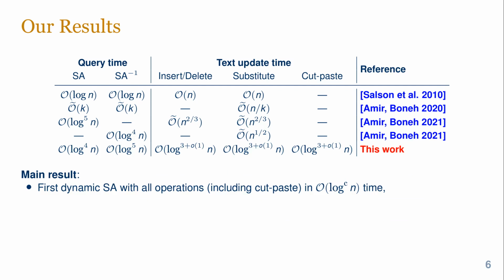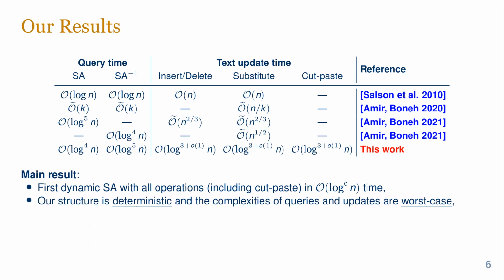The main result of our paper is the first solution to the dynamic suffix array problem that achieves polylogarithmic time complexity for both suffix array and inverse suffix array queries and all updates, including the insertion, deletion, substitution, as well as the more complex cut-paste operation that, as explained on earlier slides, is currently supported by state-of-the-art structures for other queries. Moreover, our structure is fully deterministic and complexities of all operations are worst case.